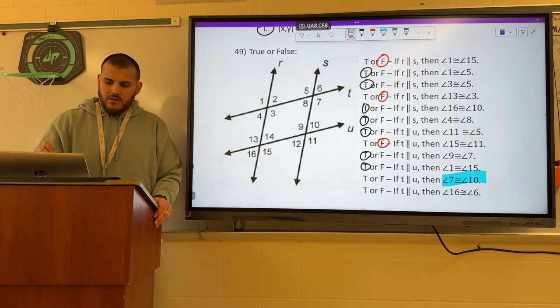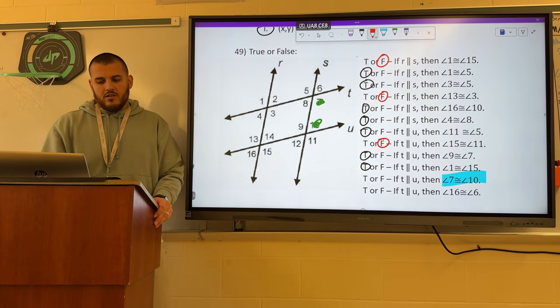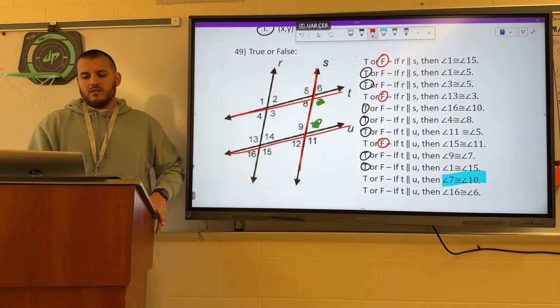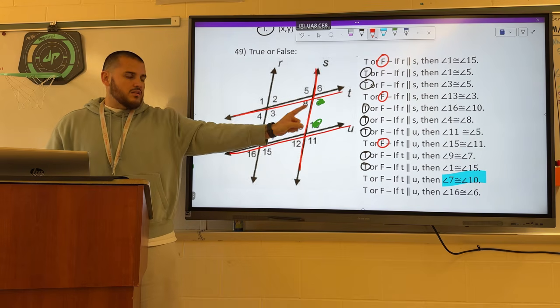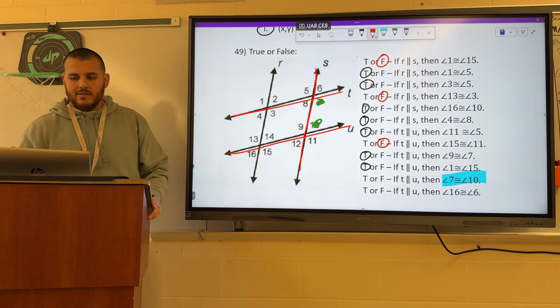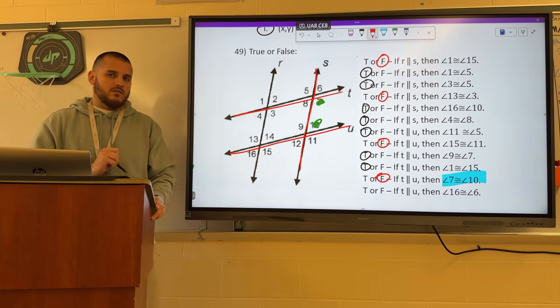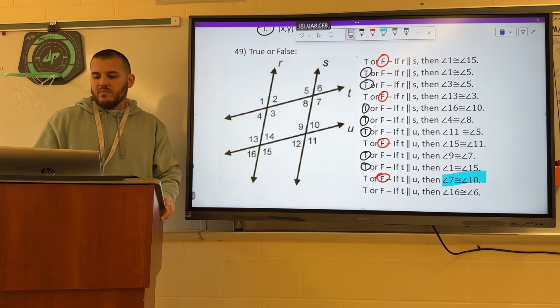I forgot to erase here. We got 7 and 10. So 7's right here, 10's right here. Okay, this is a tricky one. Those are created at the intersections of these lines, okay, which is T and U. However, those are consecutive interior angles, which are always supplementary on parallel lines. They're not congruent to each other, so that's false. They're only congruent if they're right angles. We don't have evidence of that in this example.